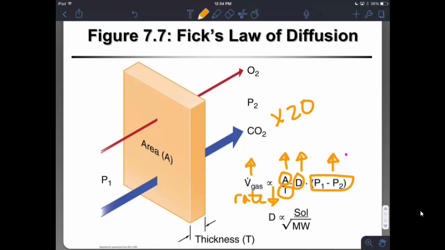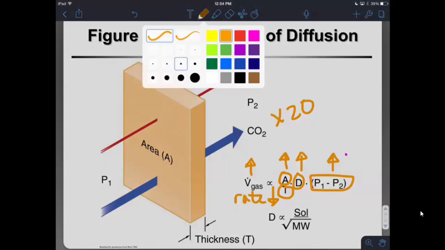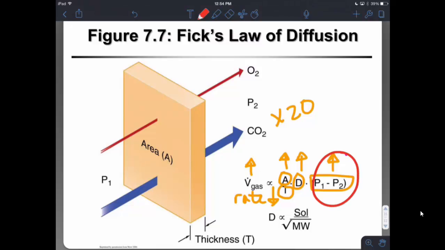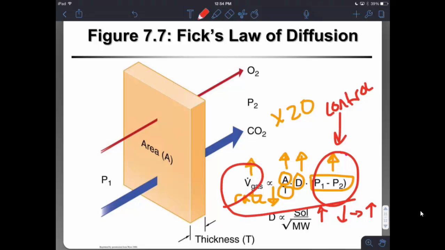Okay. Now, of these factors, the most important factor is this pressure gradient, because this is the one that we have the most control over. Okay, normally the area doesn't change, the thickness doesn't change, diffusion coefficient is never going to change. So if we want to diffuse gases faster, we have to increase the gradient. And the two ways that we can increase the gradient would be increasing P1 or decreasing P2. Either of those would cause an increased gradient, which would cause an increased gas diffusion rate.